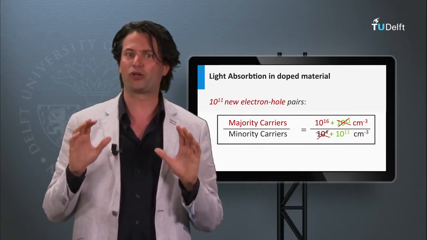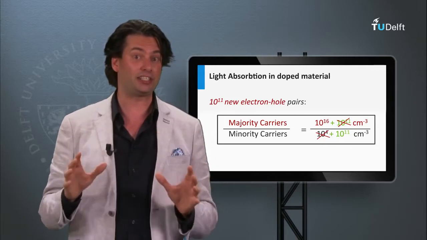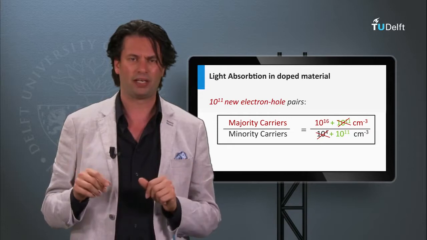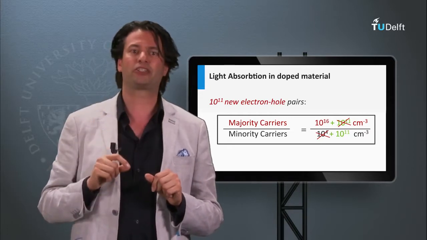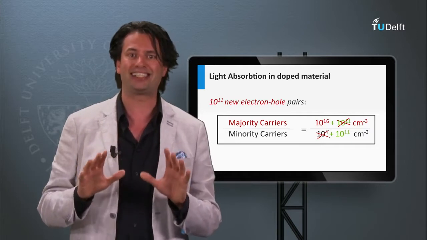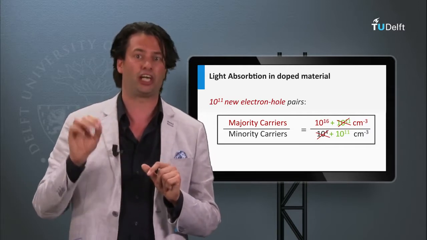This is an important conclusion which we'll need later to understand the working principle of solar cells. In doped semiconductor materials, light absorption has only an effect on the density of the minority charge carriers.